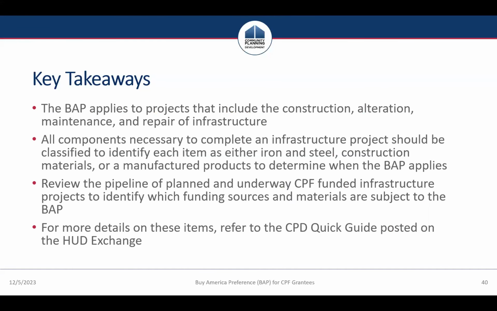So first, we learned that the BAP applies to projects that include the construction, alteration, maintenance, and repair of infrastructure. Then we learned that all components necessary to complete an infrastructure project should be classified to identify those items in the project scope to which the BAP applies. Those classifications include iron and steel, construction materials, or manufactured products. Finally, it's important that you review the pipeline of projects that you have locally, both those currently underway and those that you're planning, to identify which projects and materials are subject to the BAP. For more details on each of those items, you can always refer to the CPD Quick Guide that we've posted on the HUD Exchange website.